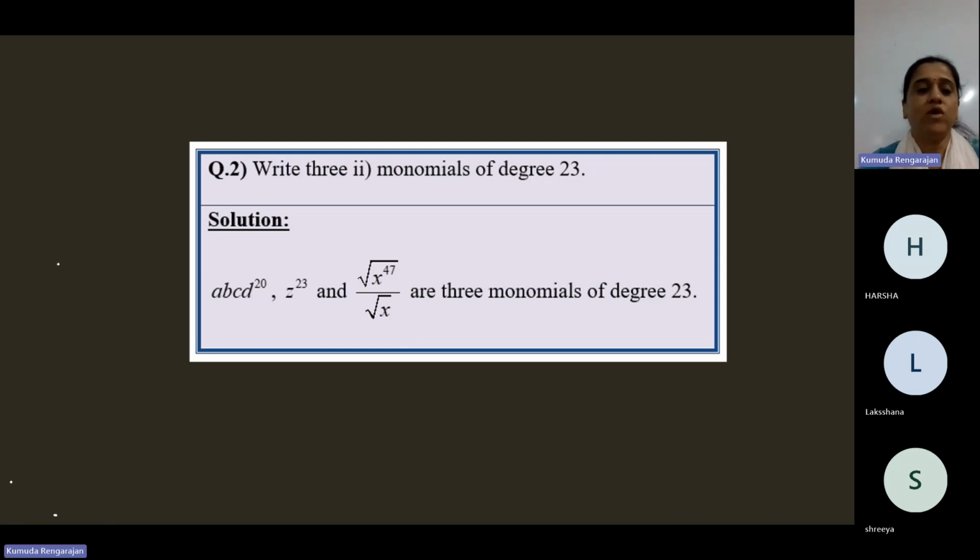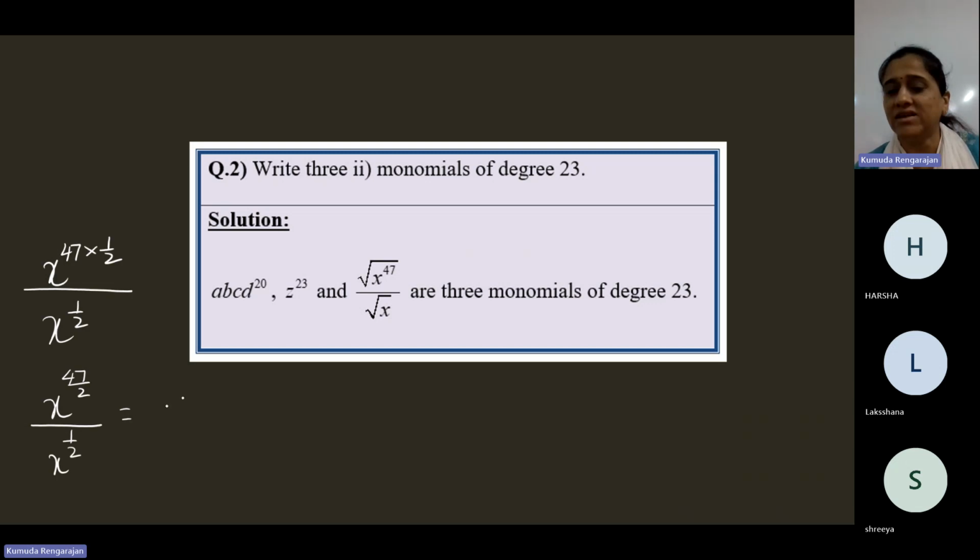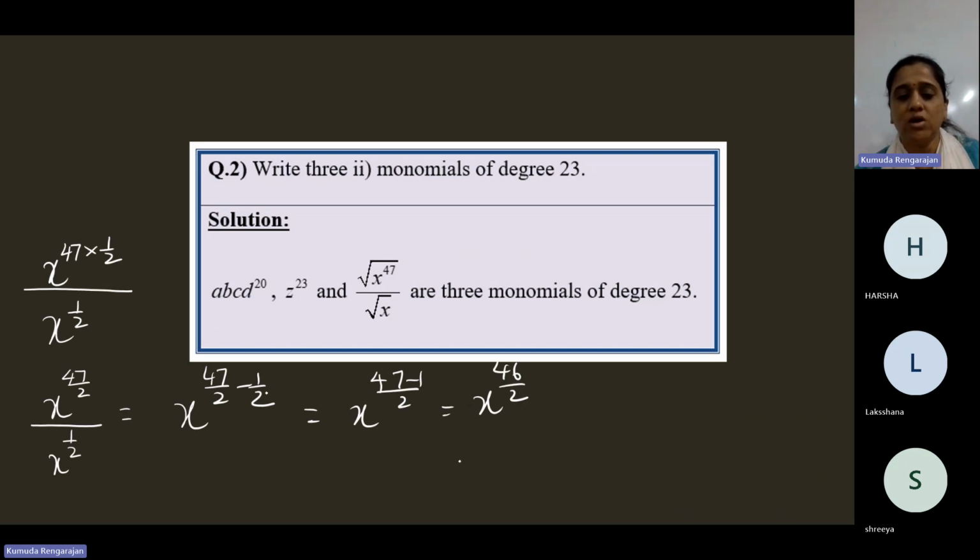Square root of x to the power 47 is x to the power 47 into 1 by 2, correct? Divided by x to the power 1 by 2, correct? Now, it is x to the power 47 by 2 divided by x to the power 1 by 2. By the law of exponents, when bases are same and it's division, we subtract the powers. So it will be x to the power 47 by 2 minus 1 by 2. So it is x to the power 47 minus 1 by 2, so it is x to the power 46 by 2, which is x to the power 23.